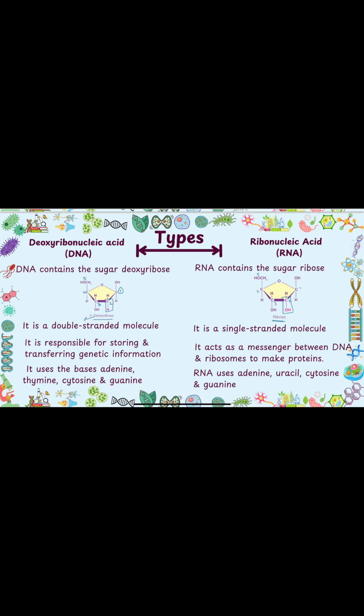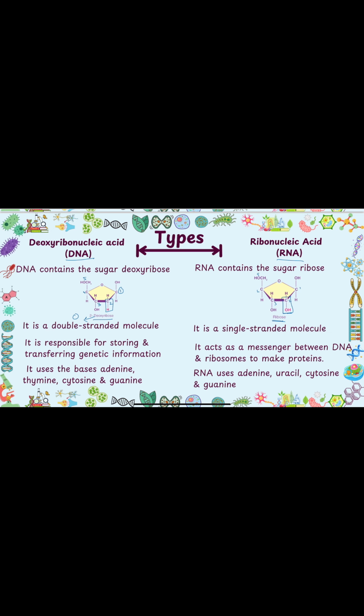D stands for deduction, oxy stands for oxygen. So it means that one oxygen is deducted from this pentose sugar. That is why it is called deoxyribose. While in ribose, we have a hydroxyl group at carbon number 2. So this is the first difference between the DNA and the RNA.